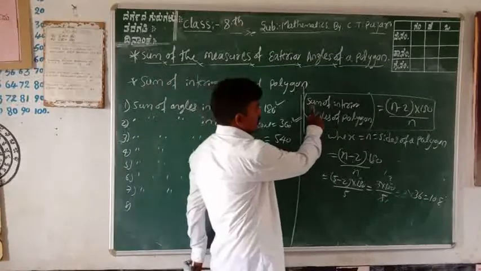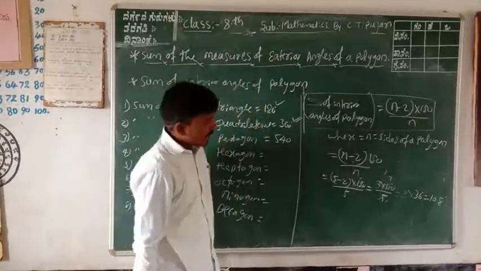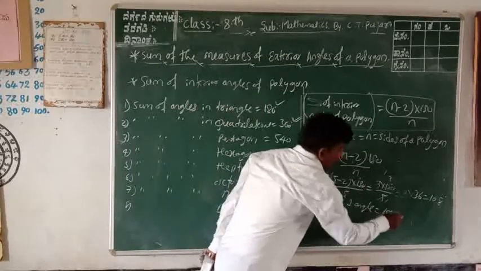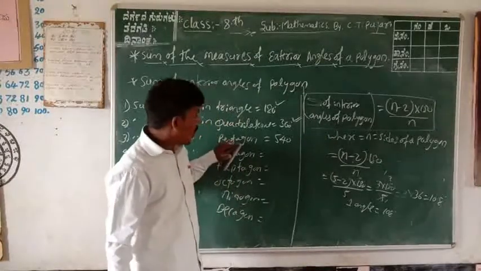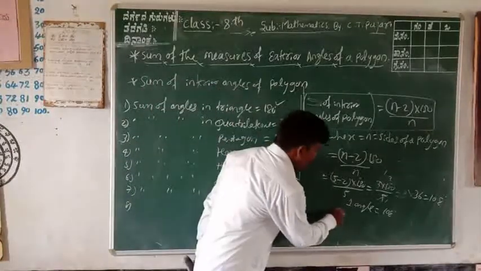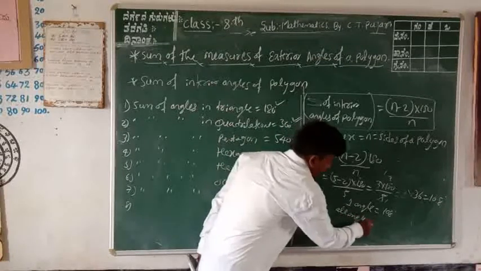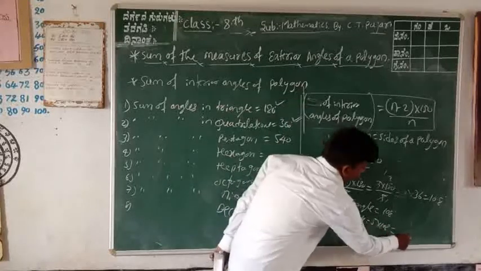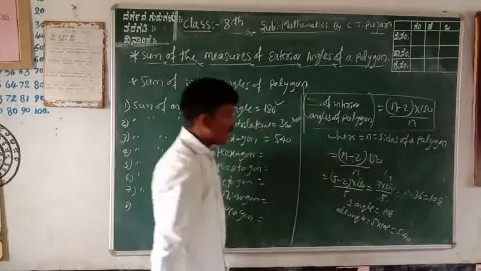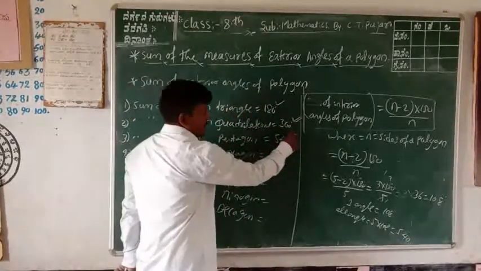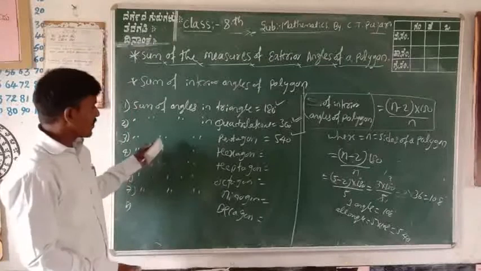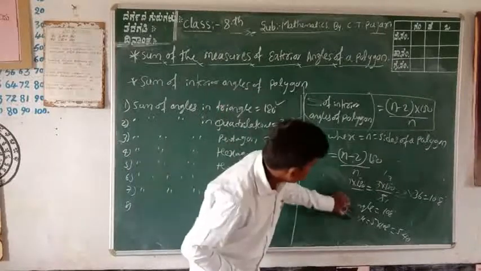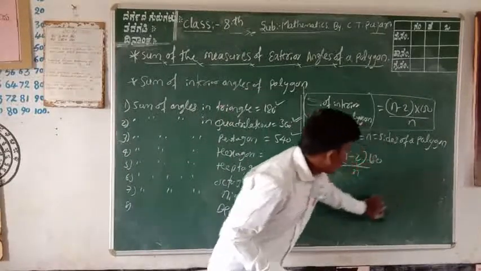Not only the interior angle: one angle is equal to 108 degrees. But in total, how many angles are in a pentagon? 5 angles. Therefore, the sum of all angles is equal to 5 into 108, which is 540. This is 540, over. The sum of interior angles of a pentagon is 540. What about the interior angle of the hexagon?